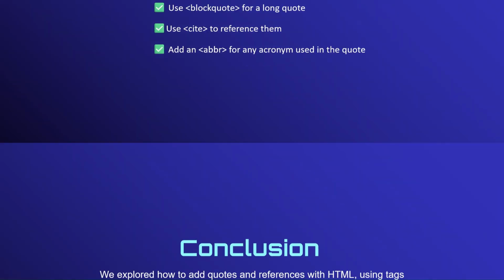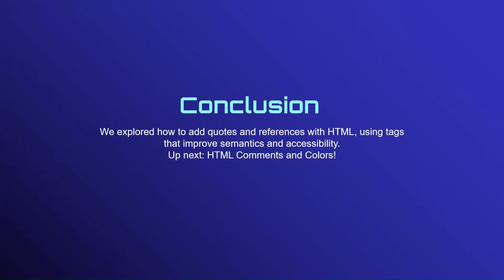So in conclusion, we have been able to explore how to add quotes and references with HTML using tags that improve semantics and accessibility. In our next class, we are going to be seeing HTML comments and colors.